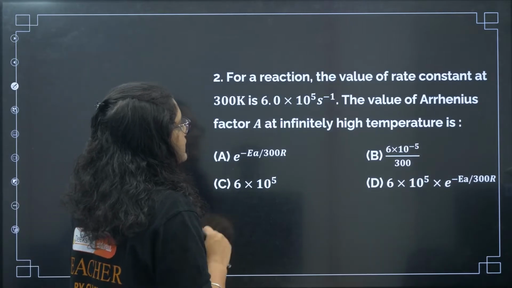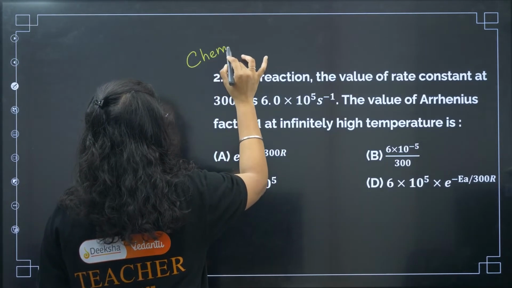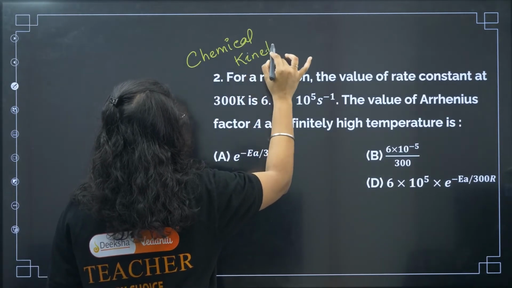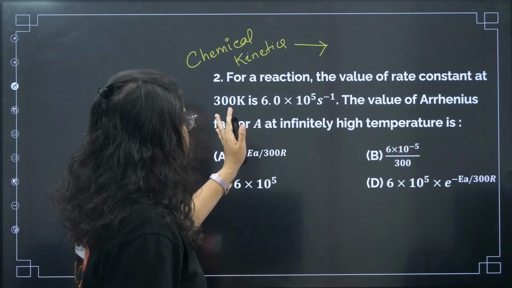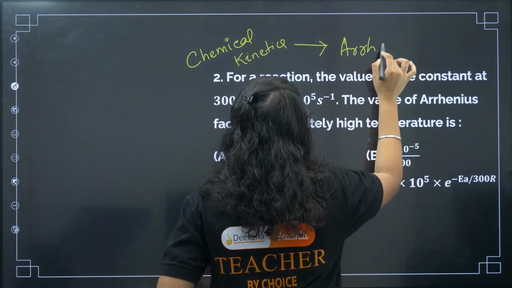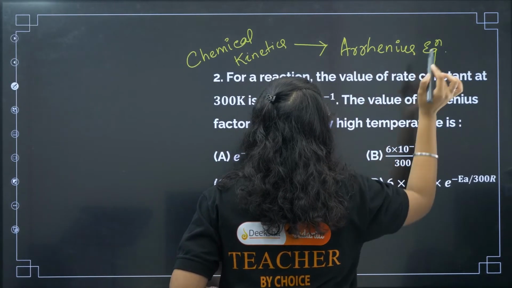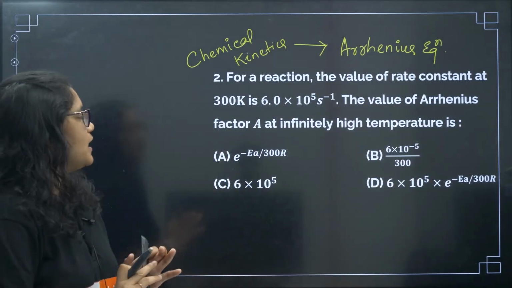So for a reaction, the value of rate constant. So again, this question is from the topic, that is chemical kinetics. Okay, the chapter name is chemical kinetics, and the subtopic here is Arrhenius equation, right? I will be writing the formulas and we'll be revising the concepts and then we'll be solving the questions. Okay, now let us see.